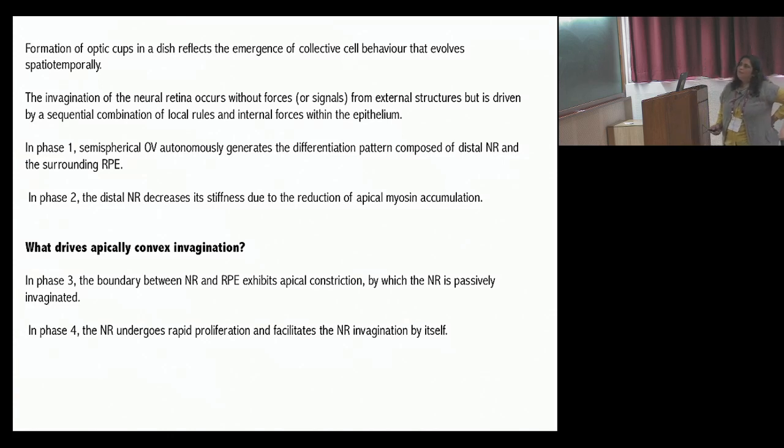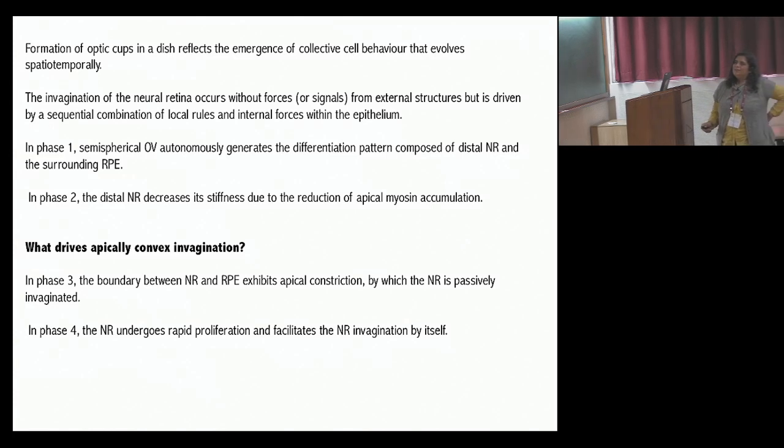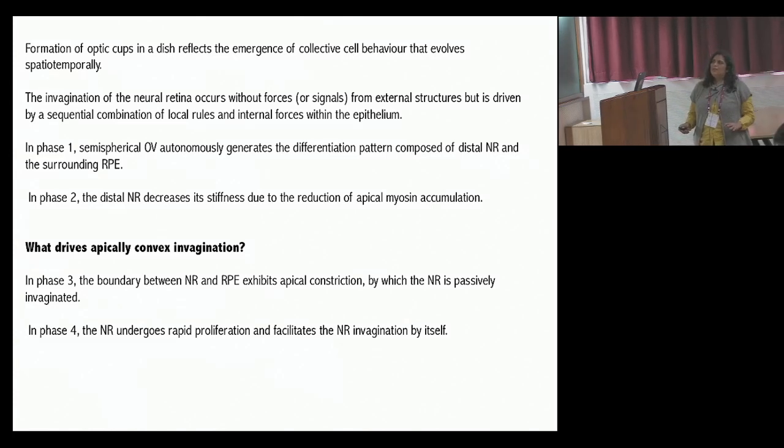The second was that even without the surrounding tissues, you get the patterned differentiation of this vesicle into the neuronal retina and the retinal pigment epithelium. And that in the distal neuronal retina, you can see a reduction in stiffness. I didn't show that to you; I'll show it to you in the next slide. And that this could be because there's no actomyosin accumulation in this tissue. So in a way, you could ask what drives the apically convex invagination here.